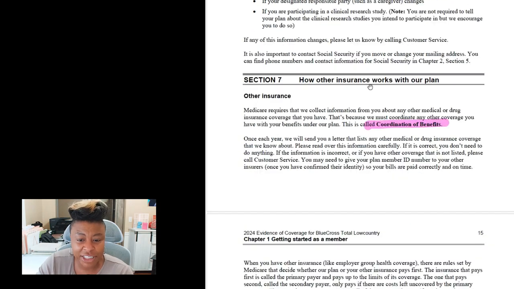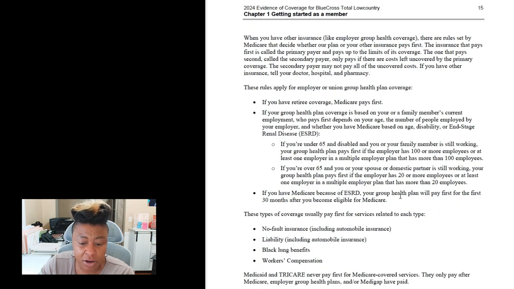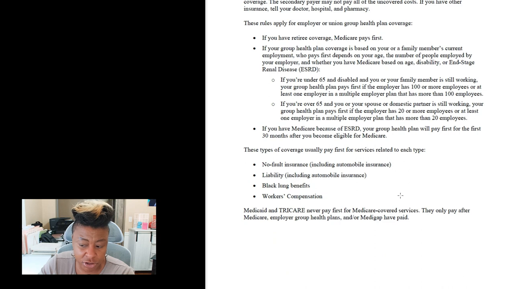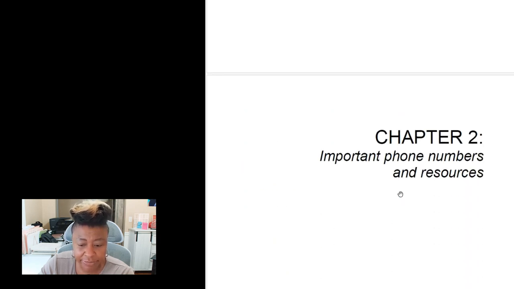And then we move on to Section 7 that just talks about how this insurance works with other insurance that you may have. So you may have decided to continue to work and you have insurance through your employer, but you also wanted to pick up this particular plan. Maybe you like the prescription drug benefits, or you wanted to have additional coverage with physicians. Whatever the case may be, that is called coordination of benefits. It just gives you examples of when your Medicare Advantage may be primary versus your other healthcare coverage may be primary. So that is everything in Chapter 1 as you get introduced to your particular plan.